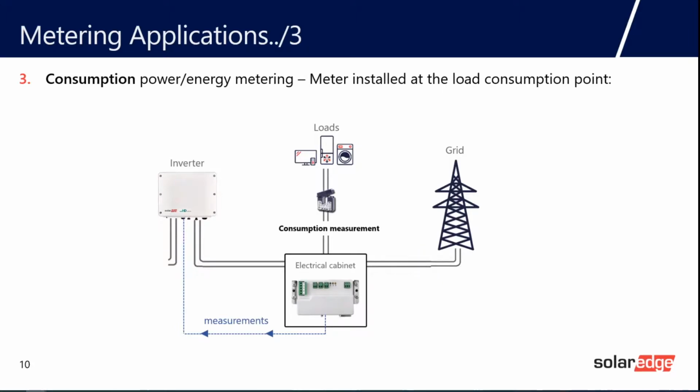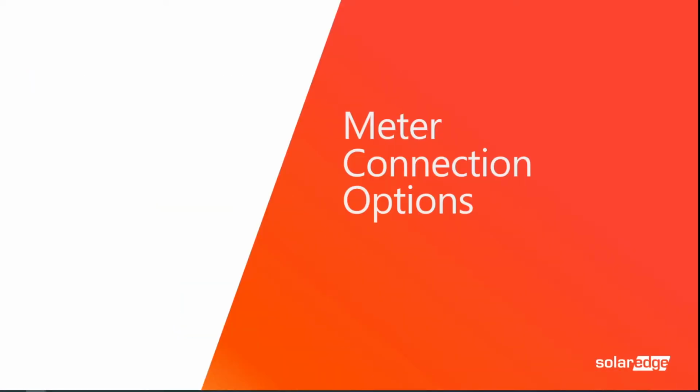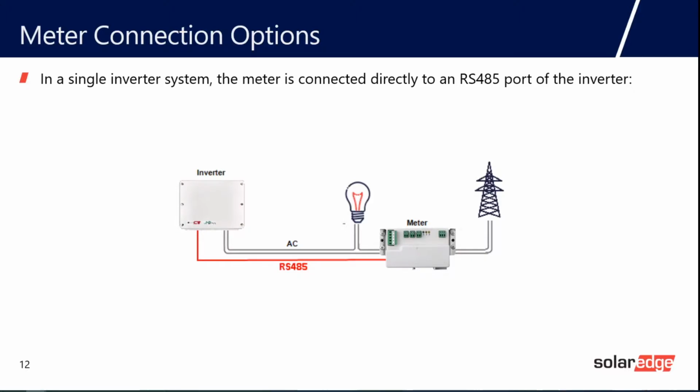Here we can see a CT connected to the loads, the meter only measuring consumption inside the location. Data is sent back to the inverter via the communication cable. Meter connection options. RS485 is used as a communication line between the meter and the inverter.